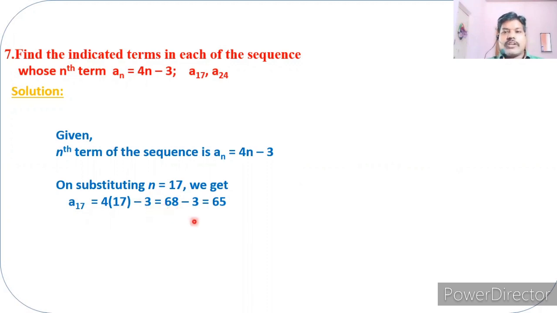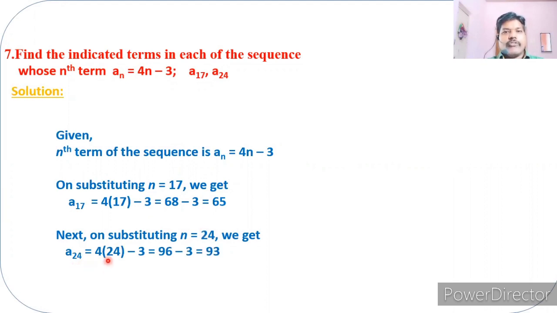Minus 3, so that value is nothing but 65. Similarly, they are asking you to calculate the 24th term. For the 24th term, what will we do? Just replace n is equal to 24. On substituting n is equal to 24, what will we get?